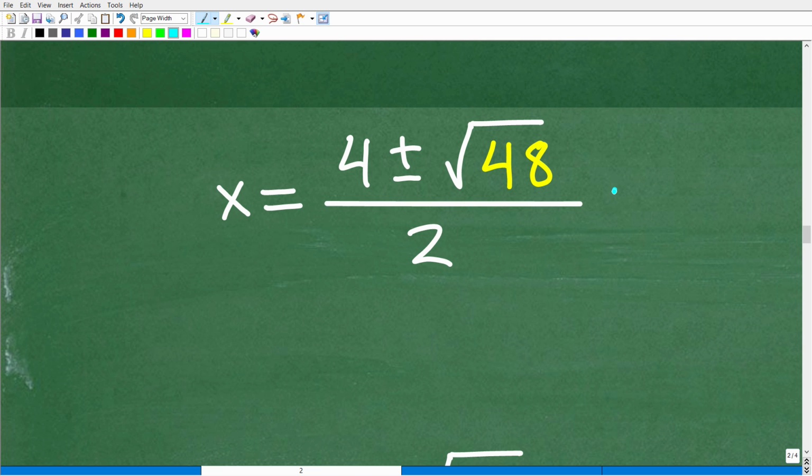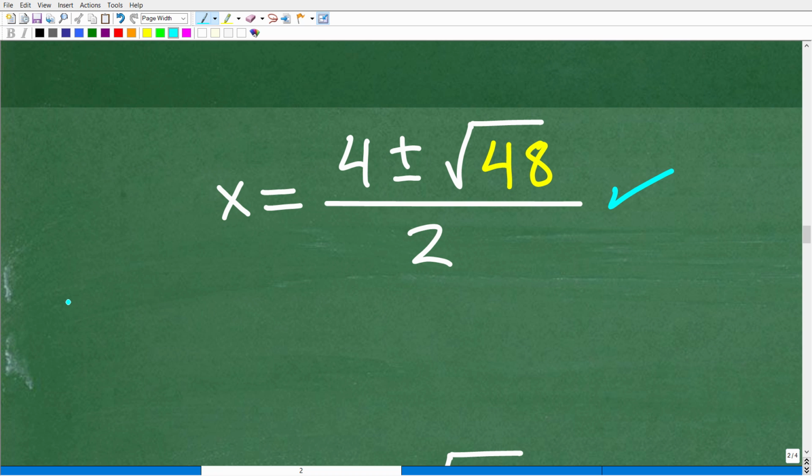Now, if you got this right here as your answer, I would say you did pretty well. Okay, you were on the way. Now, technically, the values here are correct in terms of the solutions, but you did not fully simplify, and your teacher will likely not give you full credit for this answer.